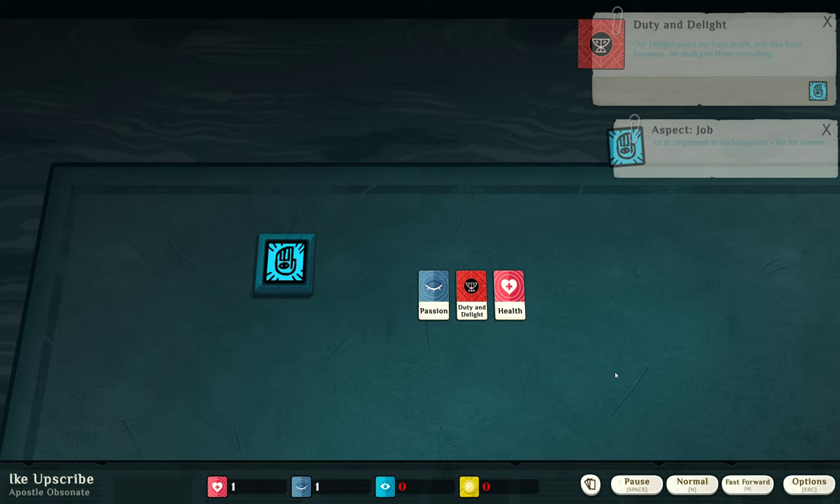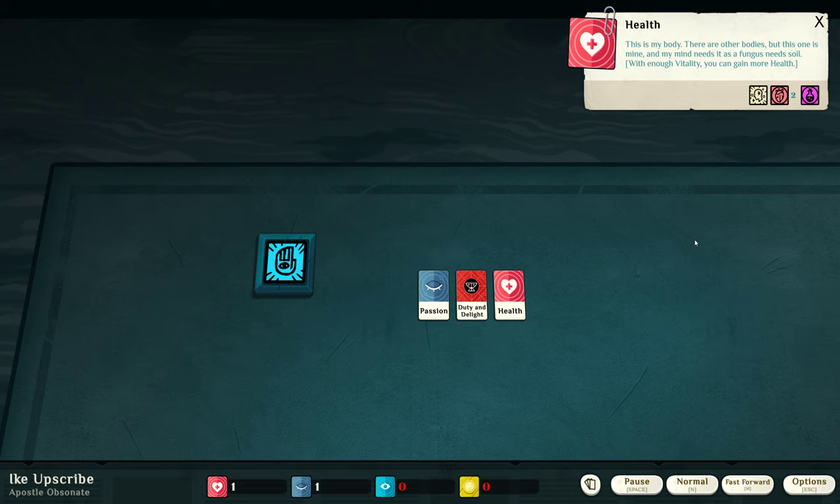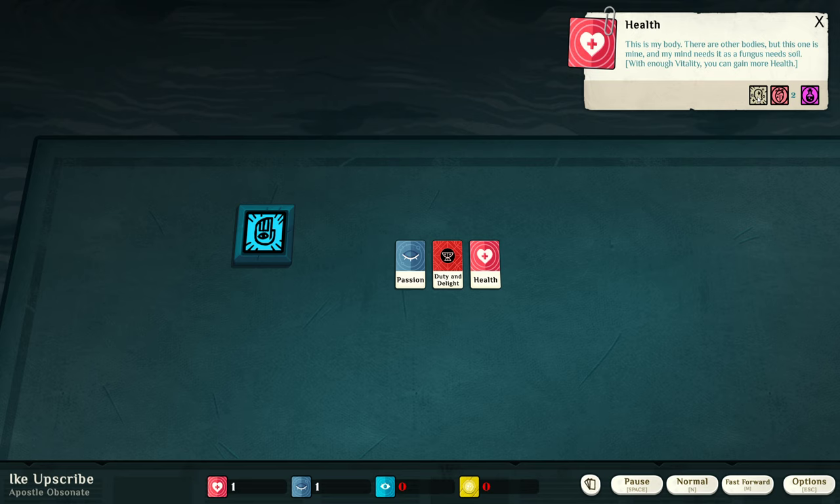This is currently my job. And finally, health. This is my body. There are other bodies, but this one is mine. And my mind needs it as a fungus needs soil. With enough vitality, you can gain more health. It's also an ability. It has the aspect of heart, and it has an ingredient.